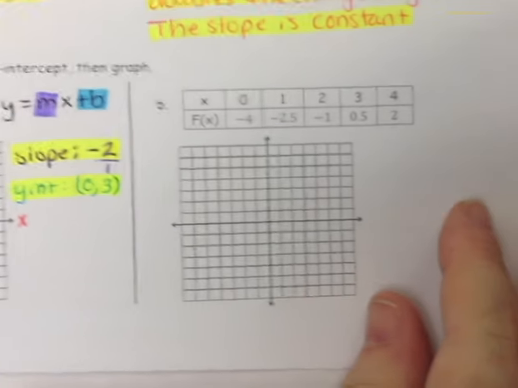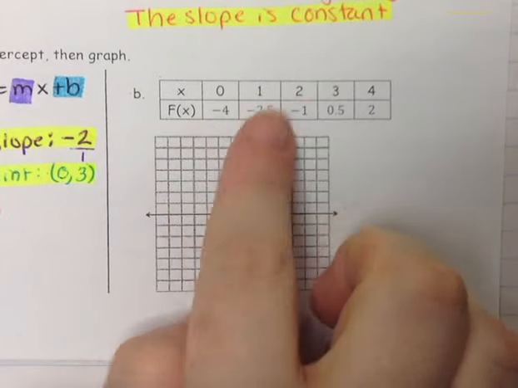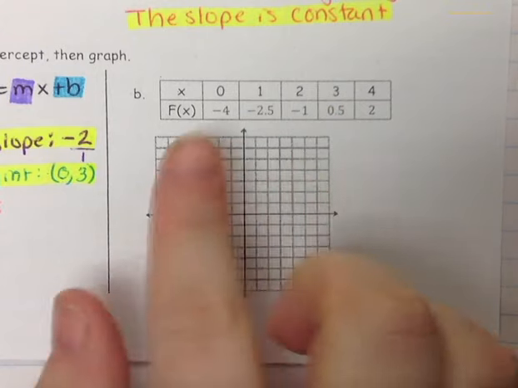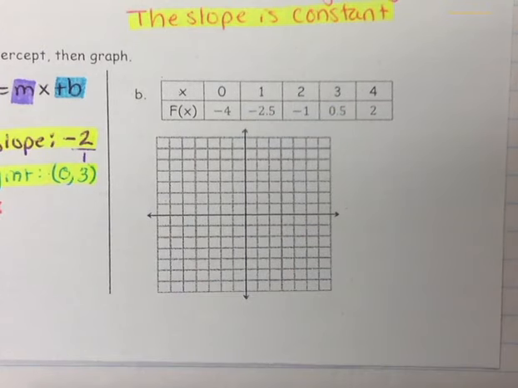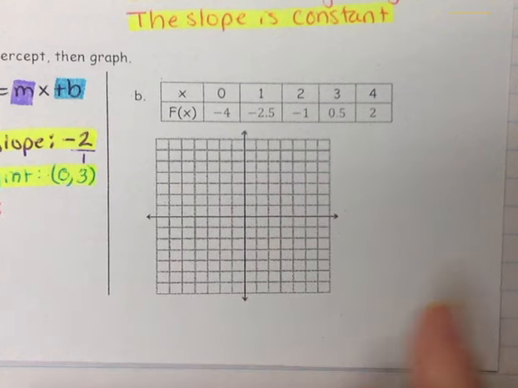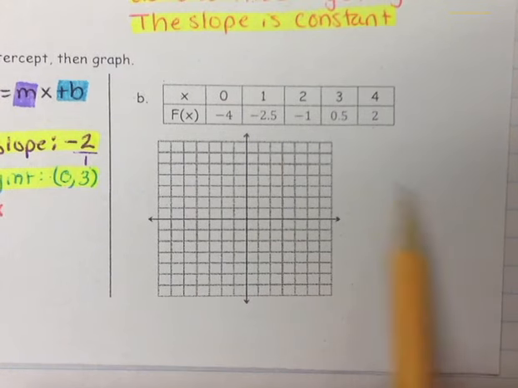The second example, we're given coordinates. Now we can graph these coordinates and then find the slope and the y-intercept, or we can find the slope and y-intercept first and then graph them. I want to find the slope first just so that I can write it out.